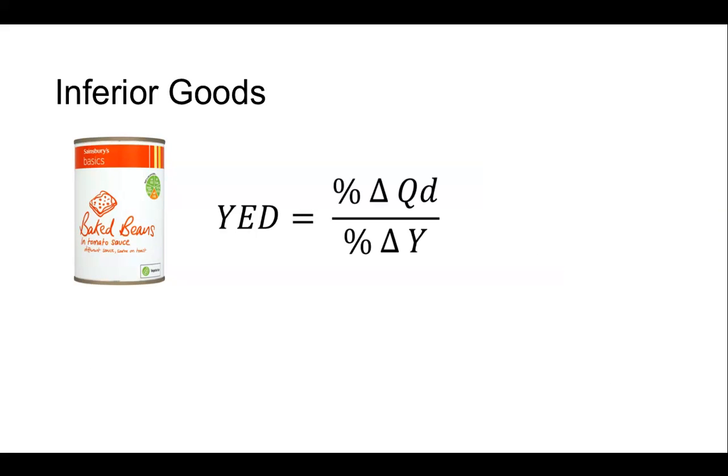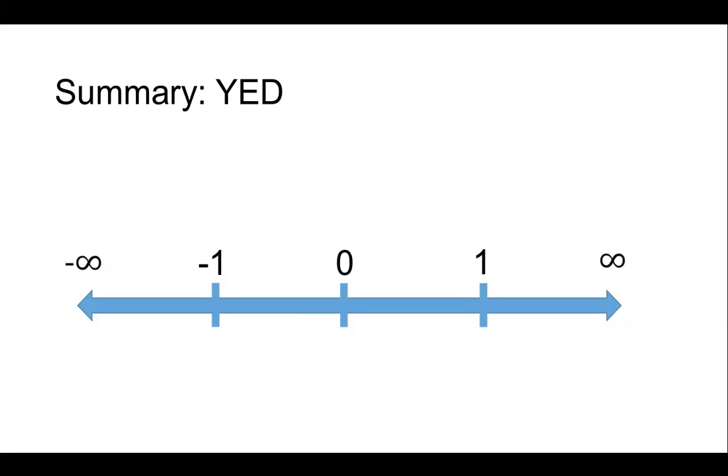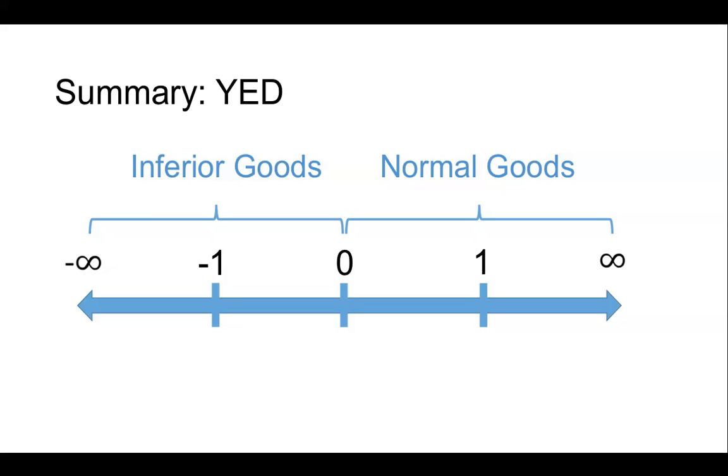For inferior goods, we would expect that if our incomes went up, we would substitute other normal goods, and would stop buying the inferior goods, so the quantity demanded for these goods would go down. This is a negative relationship, which means that if we have a negative divided by a positive, it would be a negative figure. So in summary, inferior goods have negative YED. So to put this on a number line and summarize, normal goods are between 0 and infinity, and inferior goods are between negative infinity and 0, which is to say that normal goods are positive, inferior goods are negative.